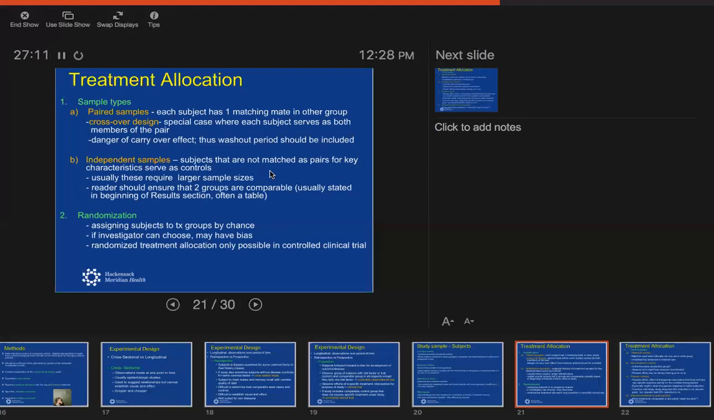And then there's randomization. This means assigning the subjects to a treatment group by chance. If the investigator could choose what group each subject was in, there may be some bias. They may think, okay, well, you would benefit more from this one, or you're a little too sick to put on this experimental protocol, we'll give you the standard treatment, and there's always a potential for bias that way. So a randomized clinical controlled trial is a way to ensure that there's randomization.